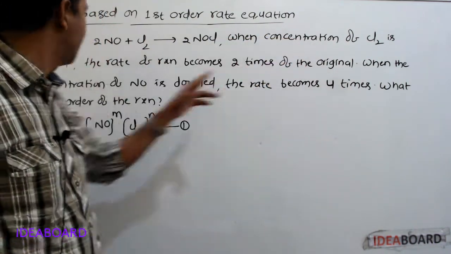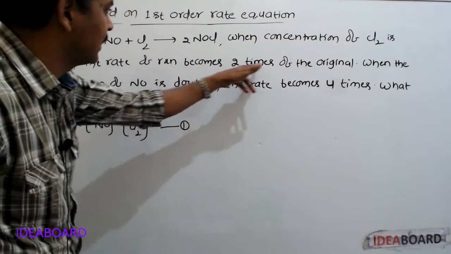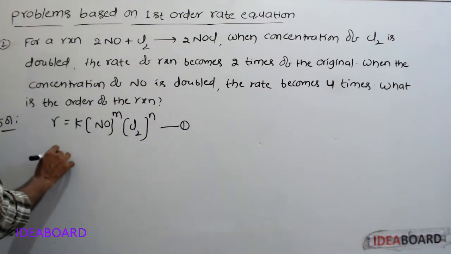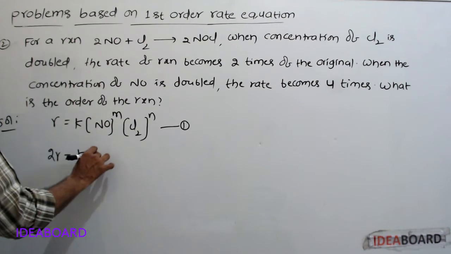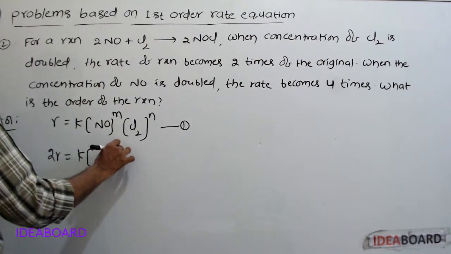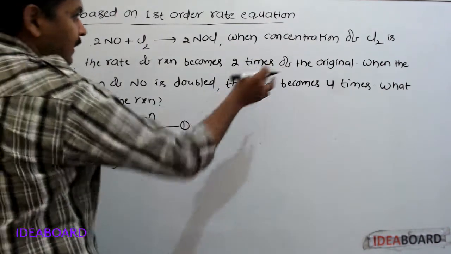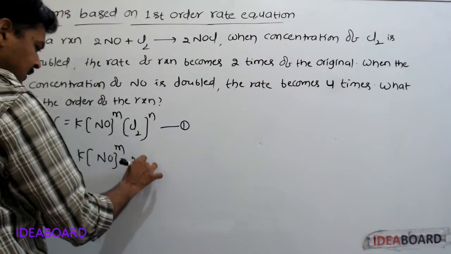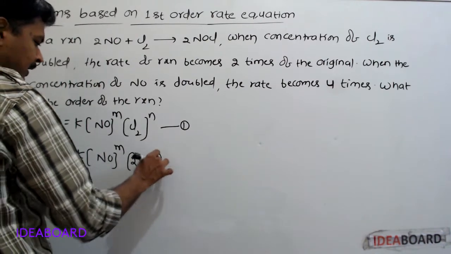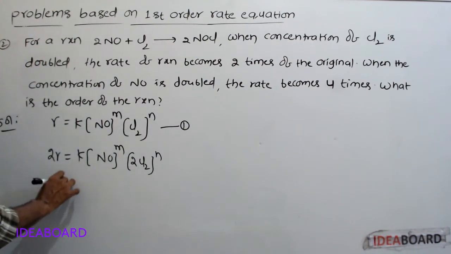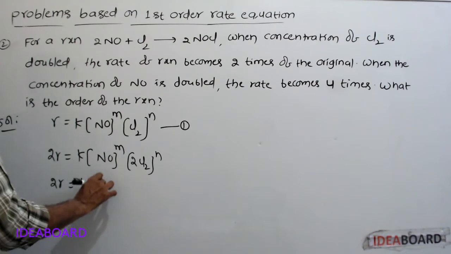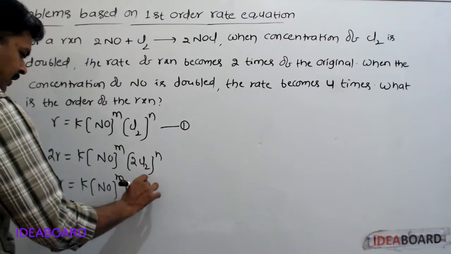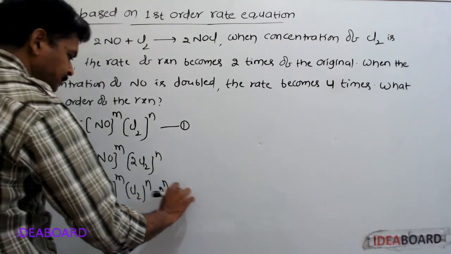Next, when the concentration of chlorine is doubled, the rate of reaction becomes 2 times the original rate. Then 2r is equal to k into NO concentration power m into chlorine concentration doubled, that is 2Cl2 power n. So 2r is equal to k into NO concentration power m into Cl2 concentration power n into 2 power n.